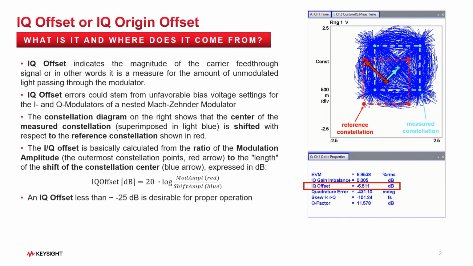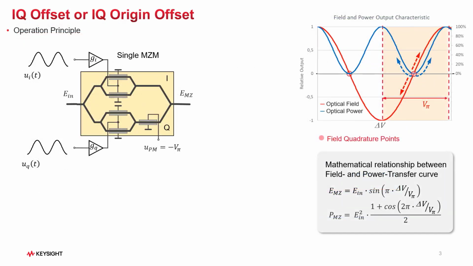In practice, an IQ offset in the order of less than -25 dB is desirable for most of the commonly used modulation formats. The OMA software can measure the IQ offset error and display its value in the optical properties window. Here, a value of -6.5 dB is determined for the IQ offset by the OMA software.